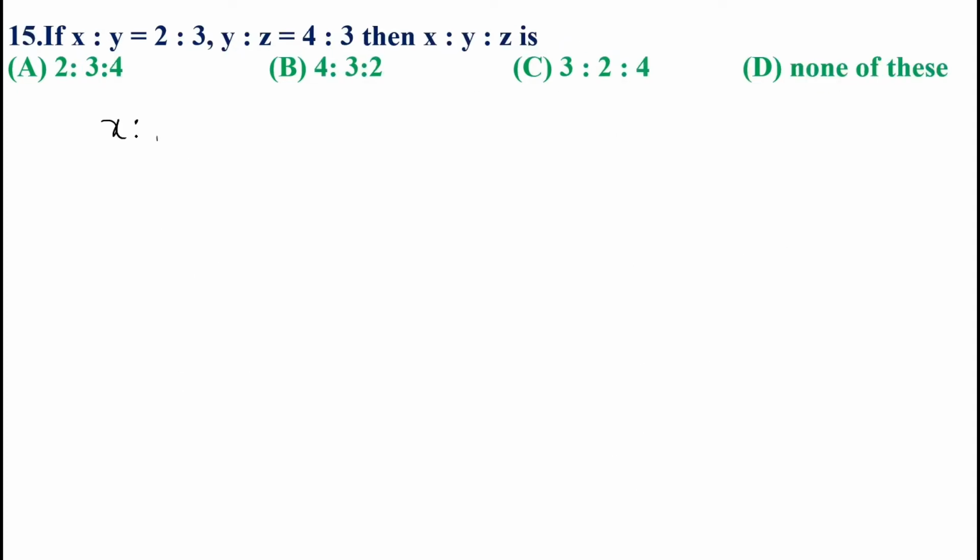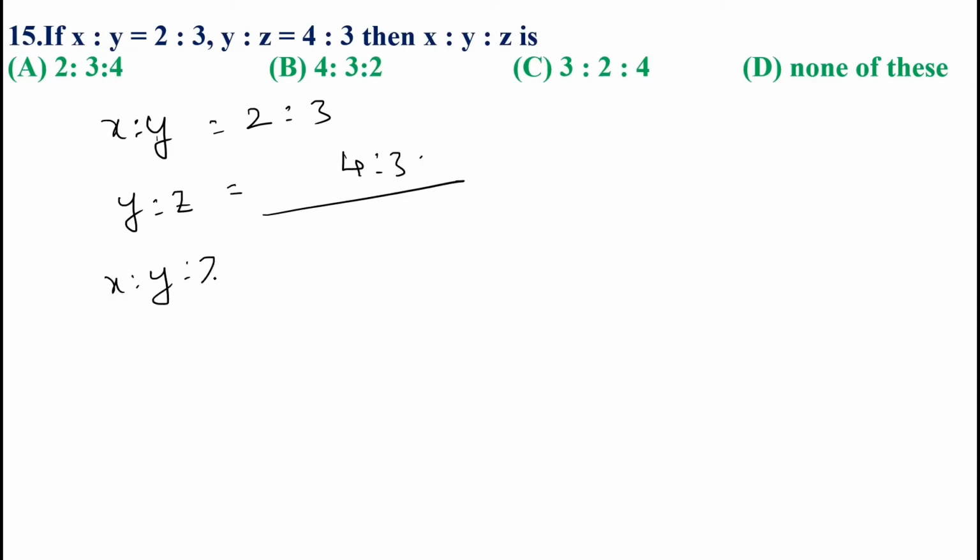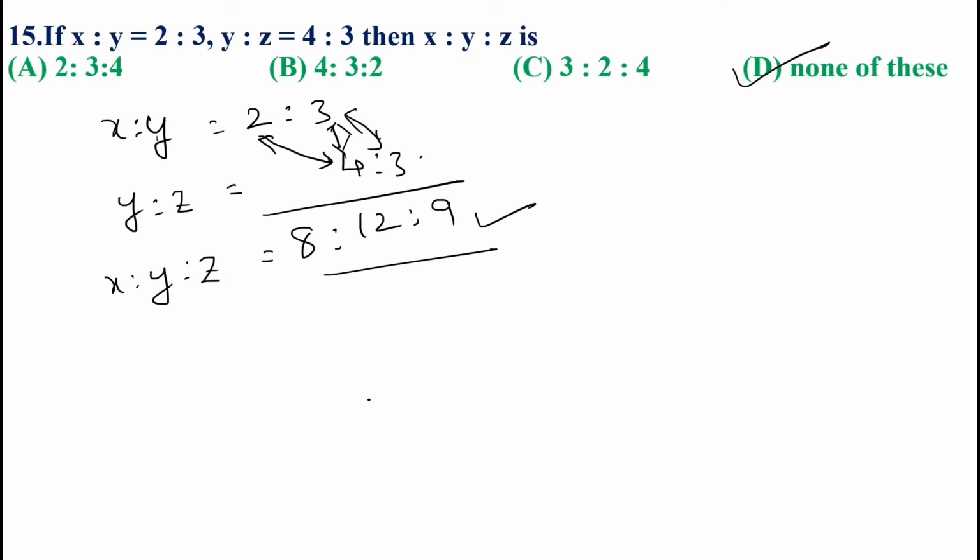They have given x is to y is equal to 2 is to 3 and y is to z is equal to 4 is to 3. Direct question: x is to y is to z is what? So 2 into 4, 8, 3 into 4, 12, 3 into 3, 9. So 8 is to 12 is to 9. So none of these is the answer.